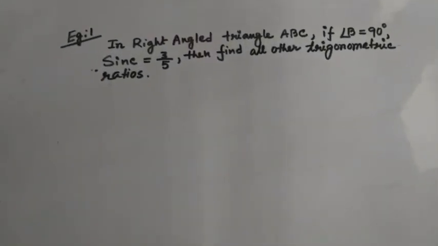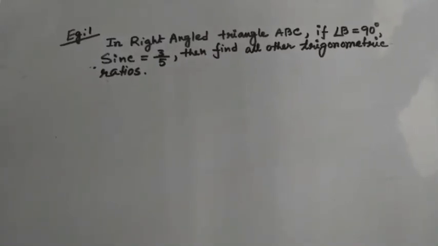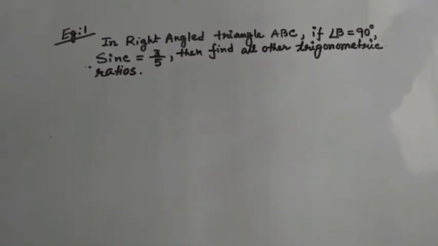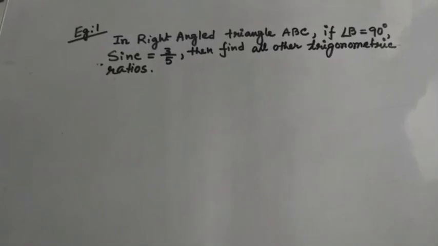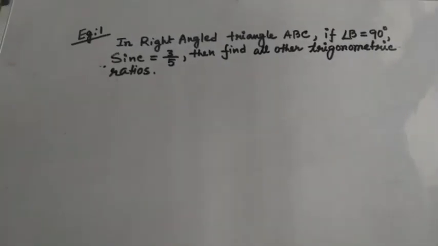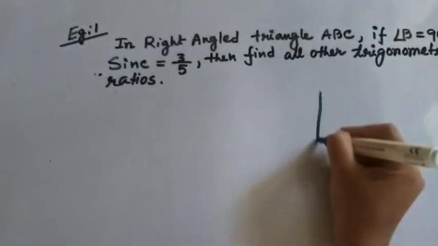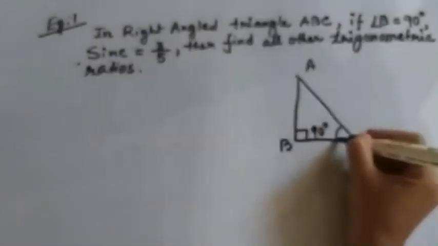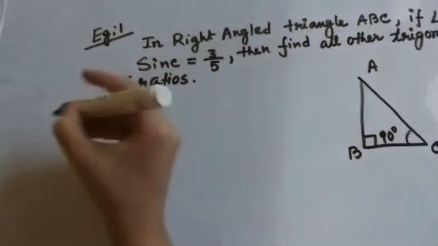Let's do some sums. In number 1, the question is, in right angle triangle ABC, if angle B equals 90 degrees and sin C equals 3 by 5, then find all other trigonometric ratios. To solve the sums, we first have to draw a right angle triangle. Angle B is 90 degrees and sin C equals 3 by 5. So, solution.